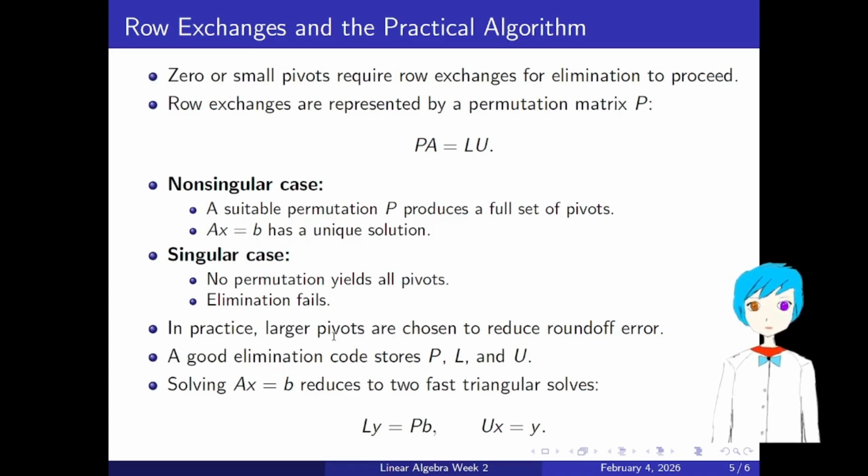In practice, larger pivots are chosen to reduce round-off error. That is to say, even if A is non-singular, sometimes we may also exchange the sequence of rows to create more numerically stable results. A good elimination code will store all the information: P, the permutation matrix, L, the lower triangular matrix, and U, the upper triangular matrix. Essentially, we can break solving Ax equals b down into two fast triangular solves, Ly equals Pb and Ux equals y, in order to get the solution x.